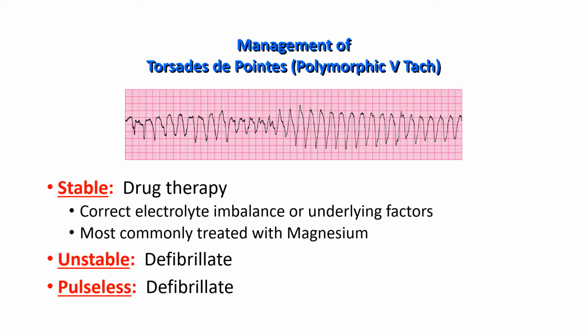Polymorphic VTach is unstable and should not be cardioverted, because the machine may not sense the R waves on the irregular rhythm and therefore would not fire. So immediate defibrillation with higher energy than cardioversion. So the defib energy level is recommended if somebody is unstable. If they're stable, you can give them drug therapy and correct the electrolyte imbalance or underlying factors, such as if their magnesium is low, most commonly treated with magnesium. And again, if they're unstable, you're going to defibrillate. If they're pulseless, you're going to defibrillate as well.